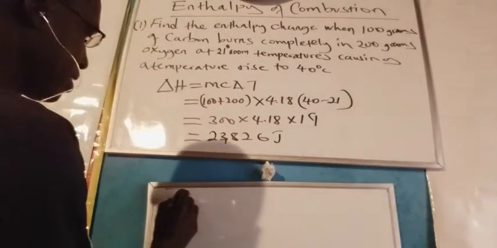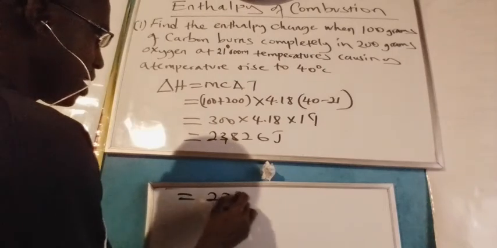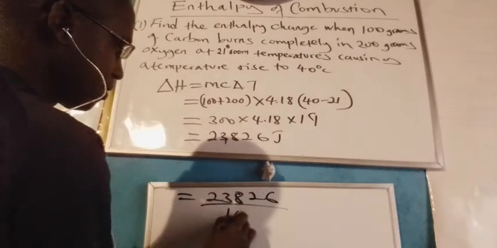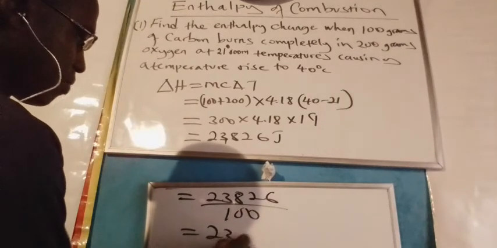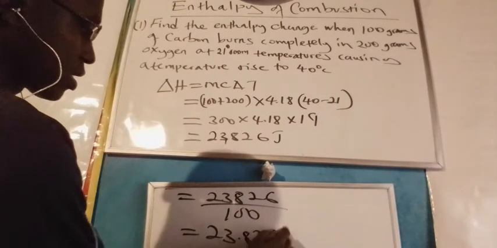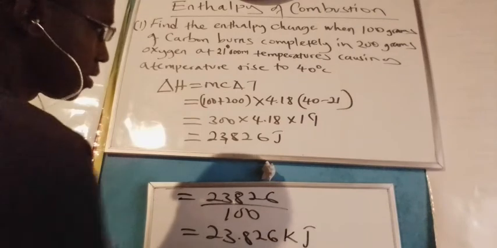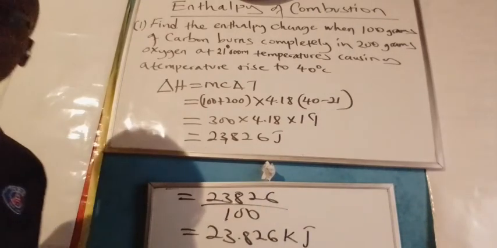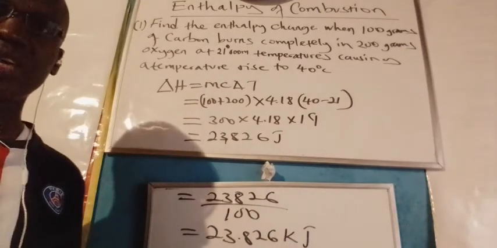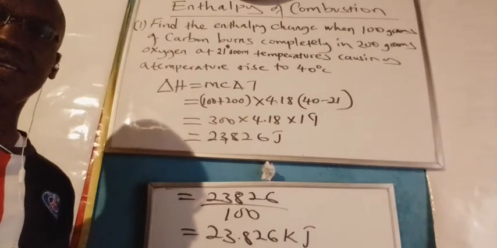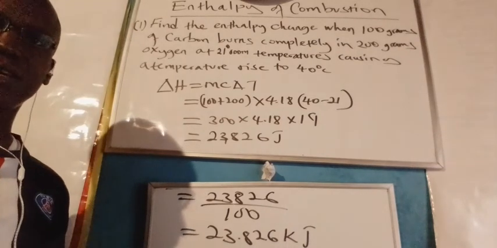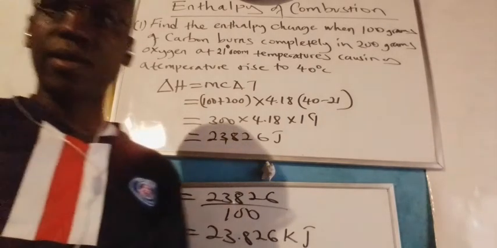So we can say this is the same as 23,826 over 1,000. And when you do that, what you get is 23.826 kilojoules. Remember, the unit for measuring energy is joules or kilojoules. Kilojoules is a factor of 1/1,000 of the joules. Thank you.